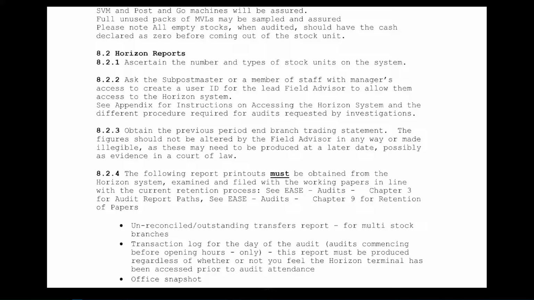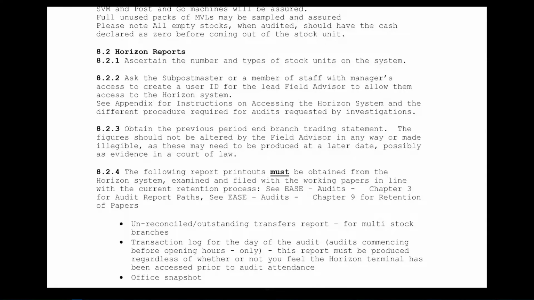Can you just confirm which section you're looking at? Yes, absolutely. So if we have a look, for example, at 8.2.4, it says there the following report printouts must be obtained from the Horizon system, examined and filed with the working papers in line with the current retention process. Okay. On my screen, it goes down to 3 bullet points. Is that all there is? No, it scrolls over the page. Okay.